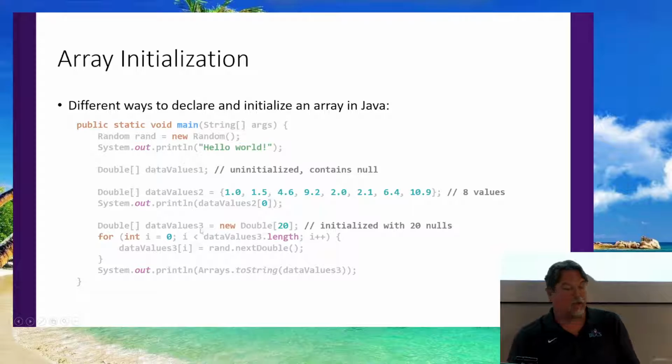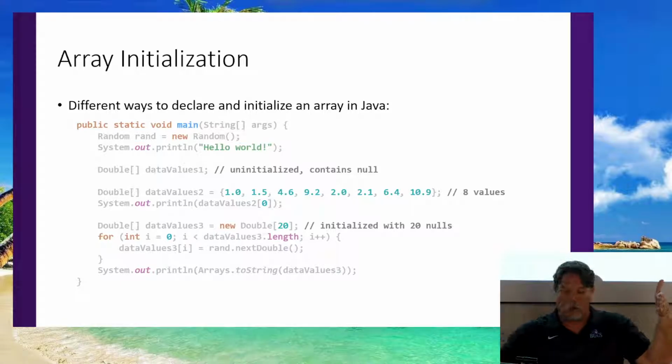And then the third example does it the traditional way that I illustrated first, which is I allocate data values 3, I create a set of 20 new double type values, and every one of them, all 20 of them, 0 through 19, are going to be equal to null. Okay, and that's one of the big differences you just need to understand: the value of data values 3, the variable, is now pointing to a block of memory the size of 20 doubles.